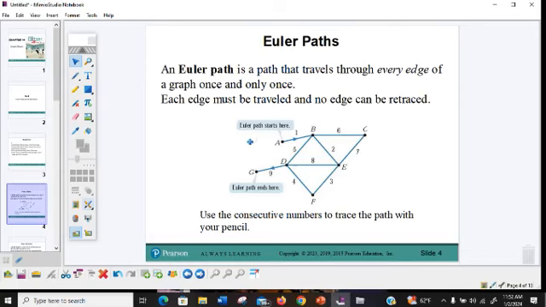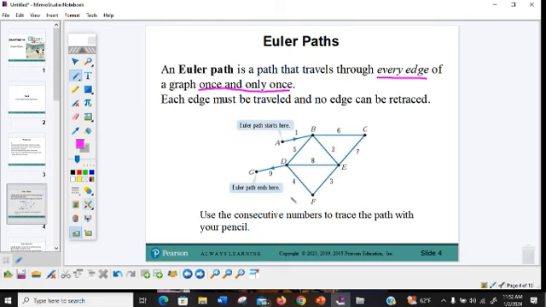In this section, we're going to learn about Euler paths and Euler circuits. First, let's talk about an Euler path. An Euler path is one that travels through every edge of a graph once and only once. Okay, you don't retrace your steps. Each edge must be traveled and no one can be retraced.